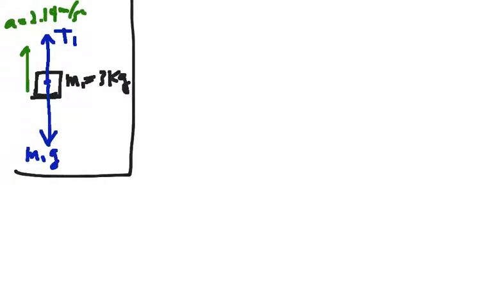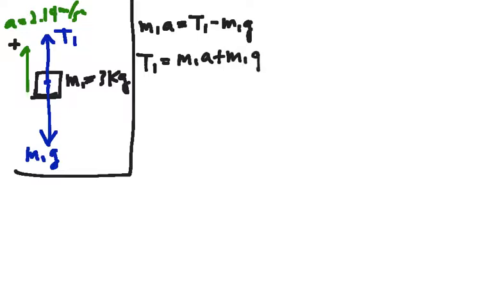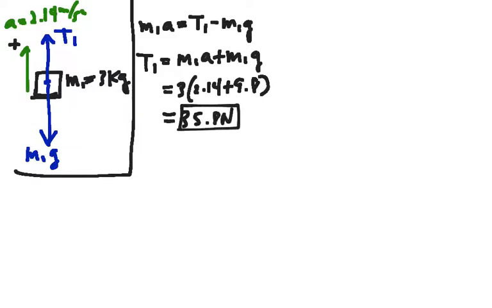If I were to set up Newton's second law for this mass, I would say that mass 1 times a is equal to the net force in the direction of acceleration. Positive acceleration going up means I will have T1 minus m1g. m1g is in the opposite direction. Hence, tension 1 is going to equal mass 1 times acceleration plus mass 1 times g. So this is going to be 3 times 2.14 plus 9.8, and that is equal to 35.8 newtons. So that is tension number 1 in the cord.